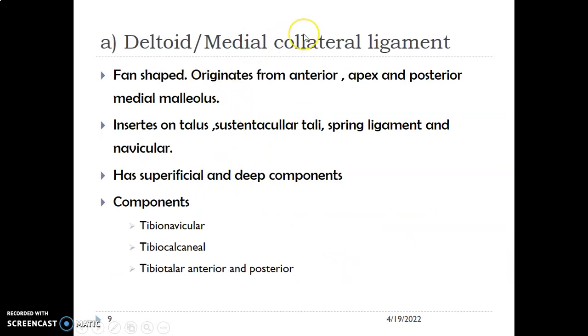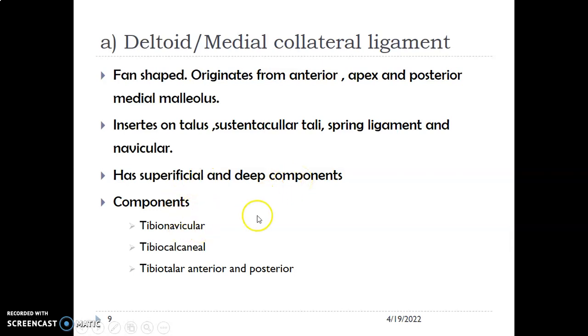So the medial collateral ligament or the deltoid ligament is usually fan-shaped. It originates from the anterior, the apex, and the posterior parts of the medial malleolus. Then where does it insert? It has 4 insertions: the talus, the sustentaculum tali, the spring ligament, and the navicular. So those are the insertions of the deltoid ligament. It has a superficial and a deep portion.